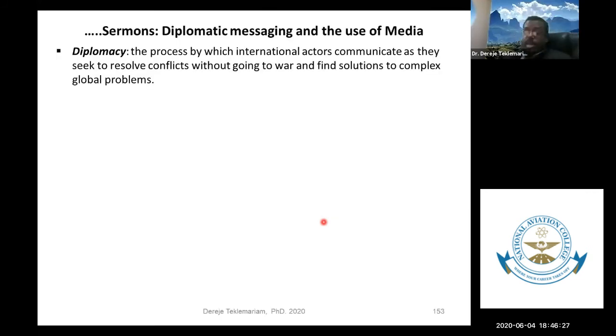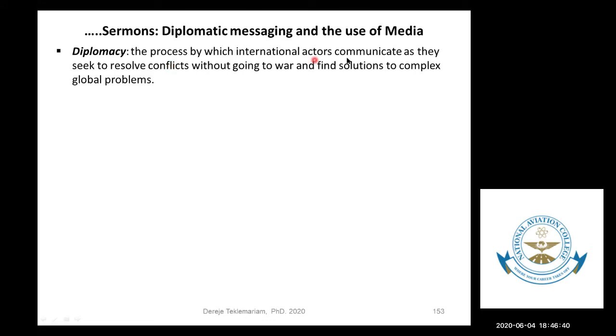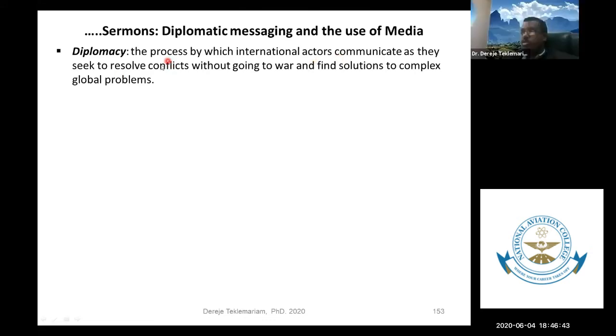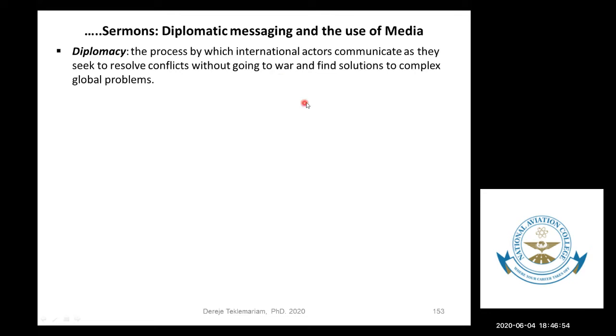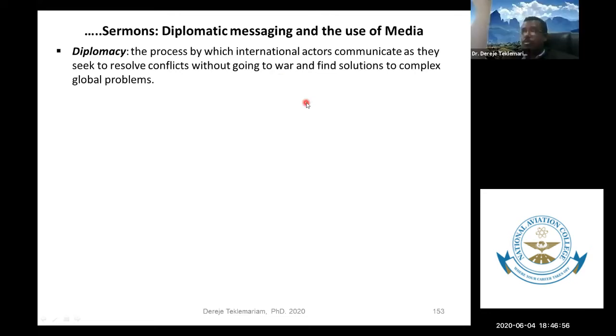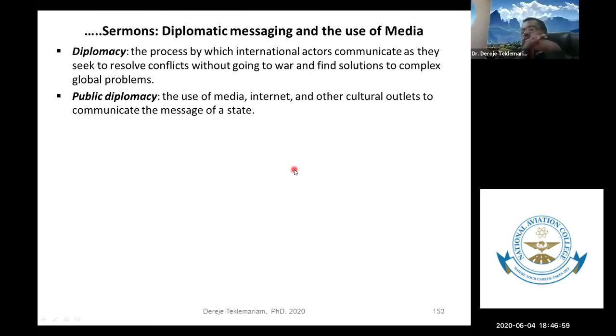The other thing is, we have been repeatedly saying diplomacy, but what really is diplomacy? Diplomacy is normally a step-by-step procedure, a process by which international actors communicate as they seek to resolve conflicts. But remember, these conflicts are not only wars or ideological conflicts; they also include finding solutions to complex global problems without going to war. Anyway, we can have different types of diplomacy. You can have economic diplomacy and the like.